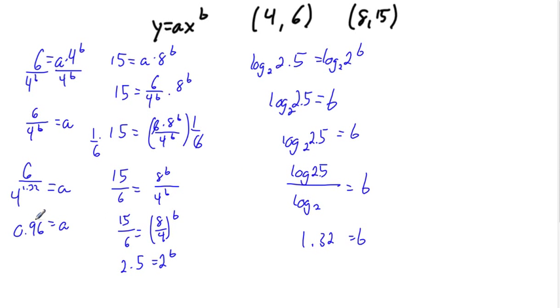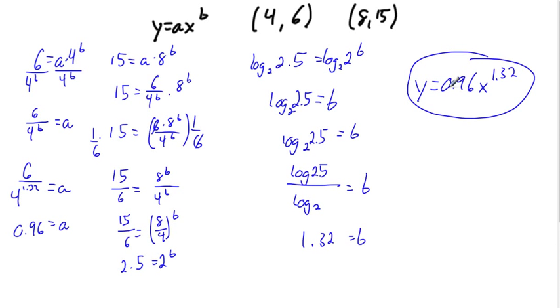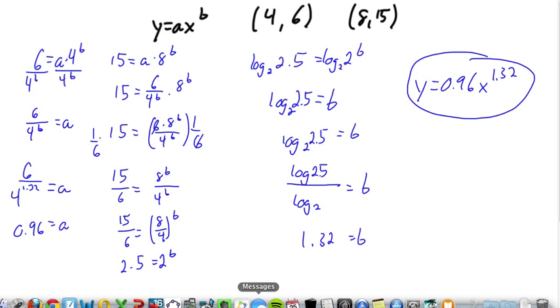So knowing that a is 0.96 and b is 1.32, I can write my final equation as y equals 0.96x to the 1.32 power. This is my final answer. That's my exponential equation. Make sure, again, that you go over everything and you don't just leave your answers a and b. Alright, good luck with doing these problems, and let me know if you have any questions.